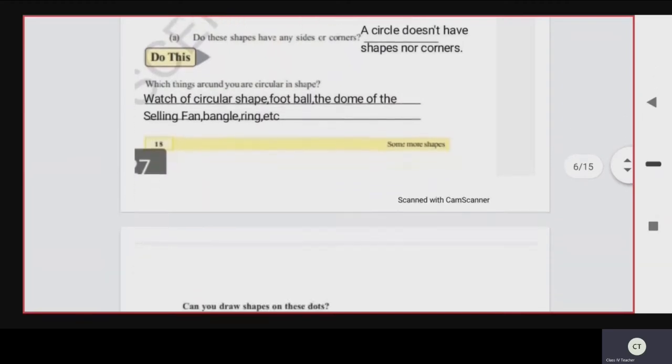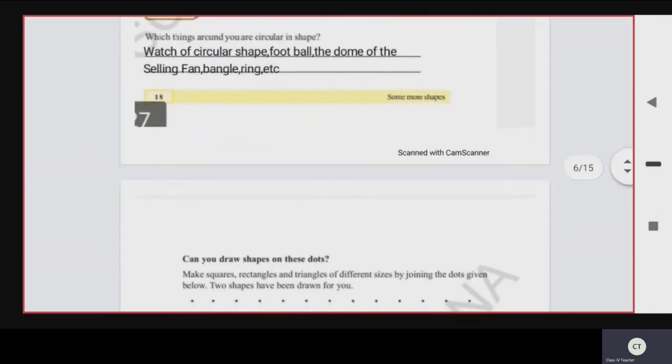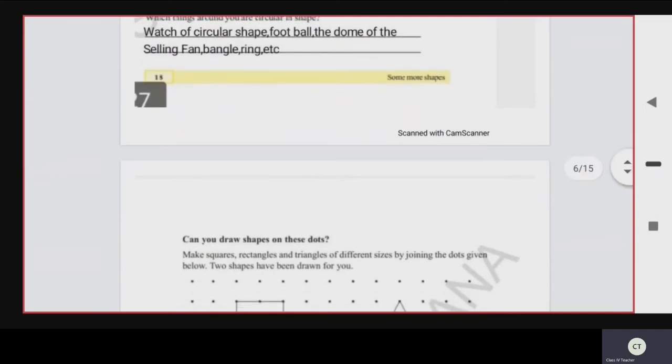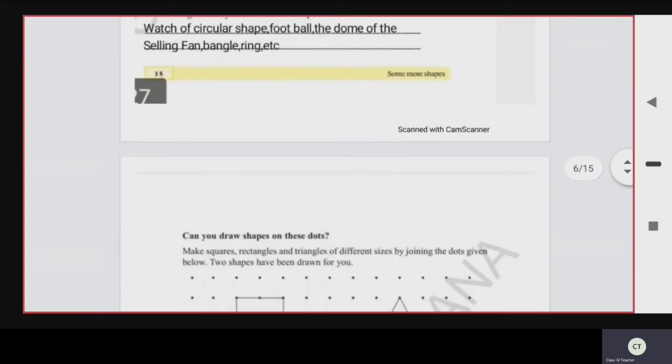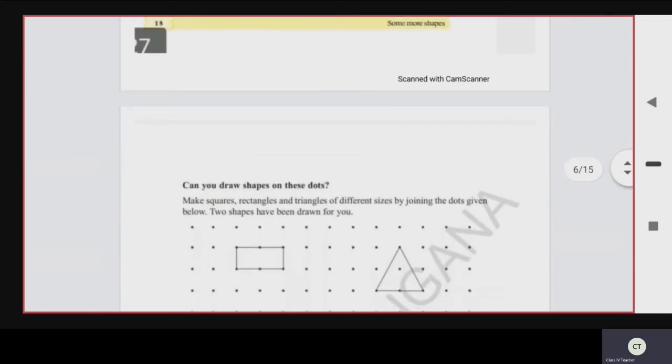Okay. The next one, which things around you are in circular shape? So some of the examples you can see in your home itself. You'll have the circular watch. Yes, the watch is in the shape of a circle. Okay, the football, the dome of the ceiling fan, the bangle, ring. These are some of the examples.